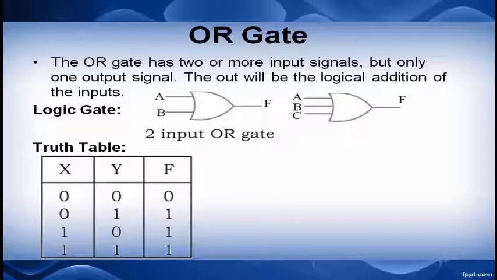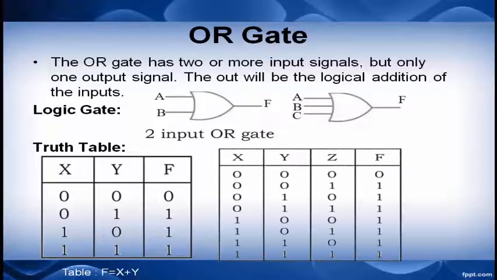Now I would like to explain the truth table of this OR gate. In this truth table, X and Y are the inputs and F is the output. F is nothing but X plus Y. When we pass the input signals 0, 0, the output signal is 0. When we pass the input signals as 0 and 1, the output is 1. When we pass the input signals as 1 and 0, the output is 1. When we pass the input signals as 1 and 1, the output is 1.